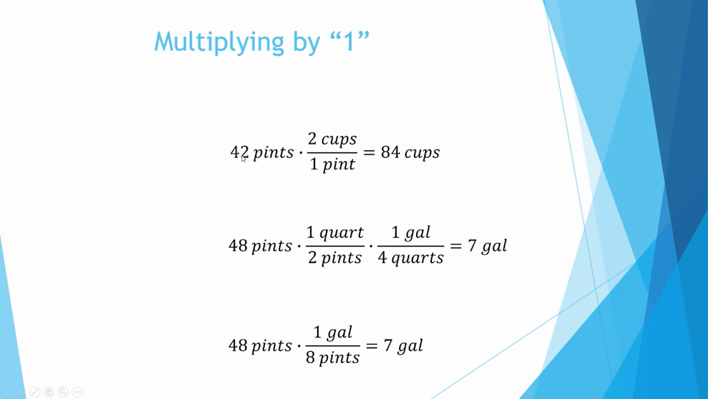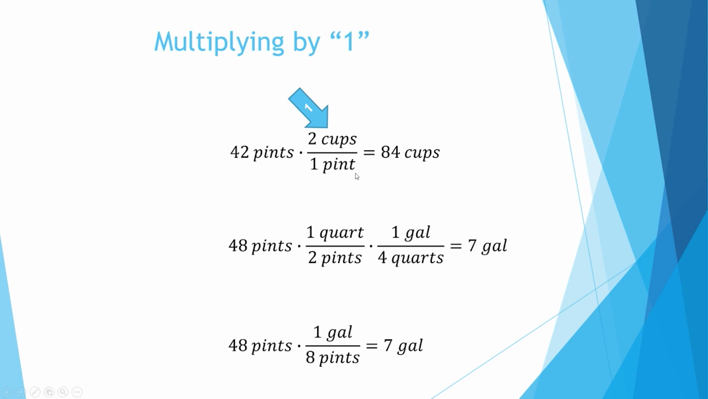So let's say that you want to take 52 pints and you want to convert that to cups. You know that for 1 pint, there's 2 cups. So you would take that 1. Whatever you want to cancel, you would put diagonally, and whatever you want, you put at the same level.